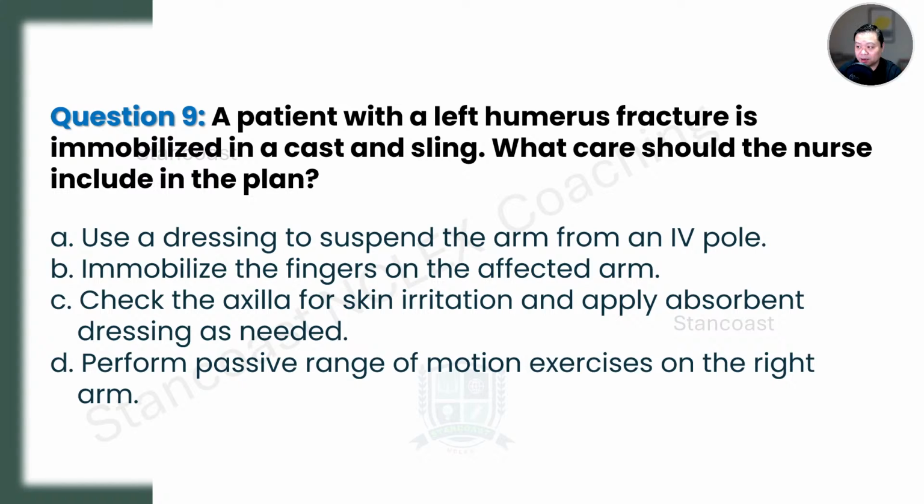The problem here is on the left humerus fracture. And there is a cast and also a sling to immobilize that extremity. So what would be included in the care plan? What you should do here is to select letter C. This is to check the axilla for any skin irritation and to apply absorbent dressing as needed. Okay? This is to prevent the skin breakdown. We don't want any more complications, so you have to prevent this from occurring.